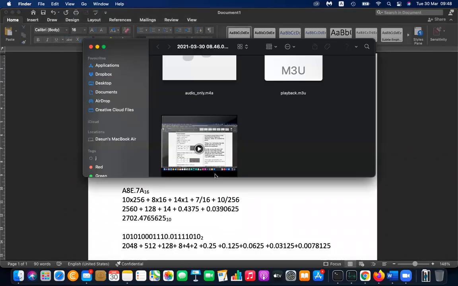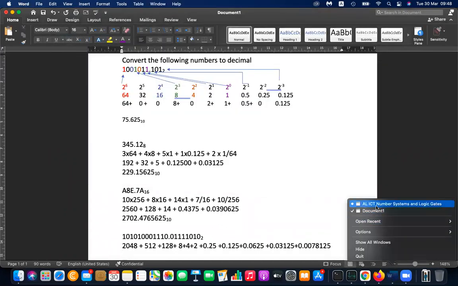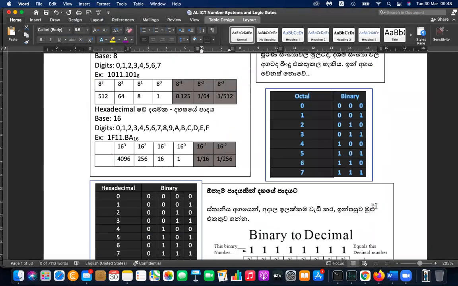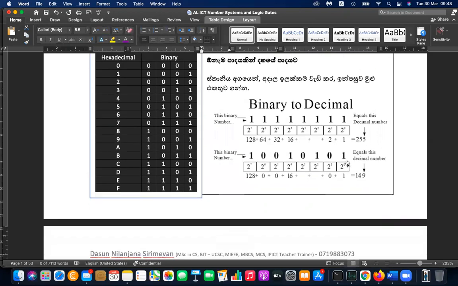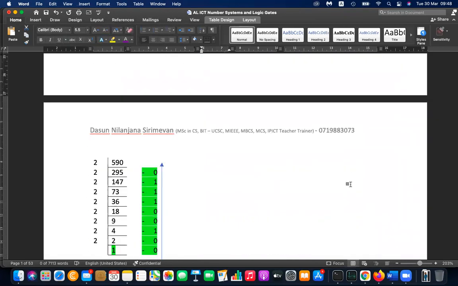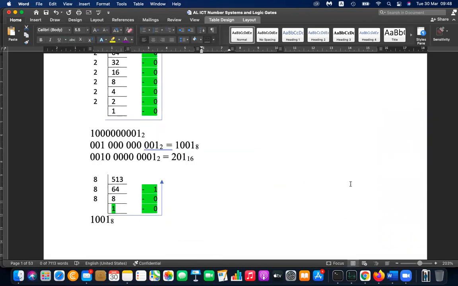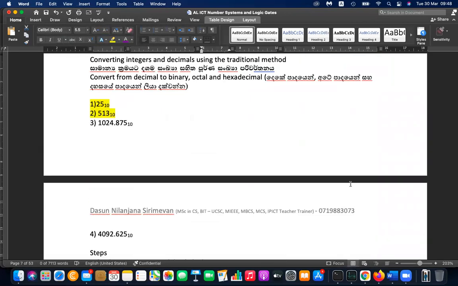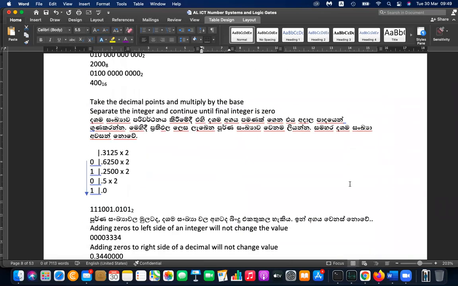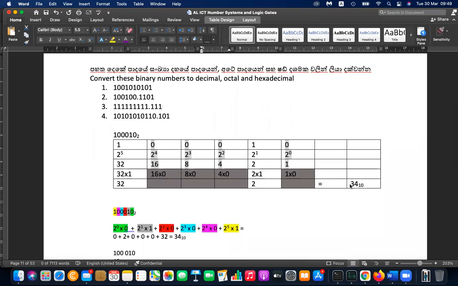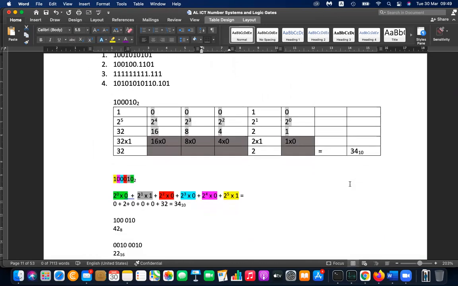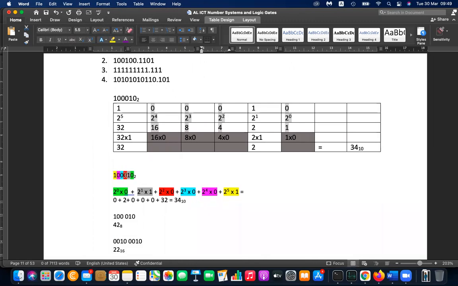And this is the method suggested in the tutorial. Here the tutorial suggested we take the positional value, find the digit value, multiply by that and add it, and that will give the answer. I think we have done several examples in the tutorial to find the positional values and add them up. This is how you convert binary to decimal: you add the positional values. That is easy.